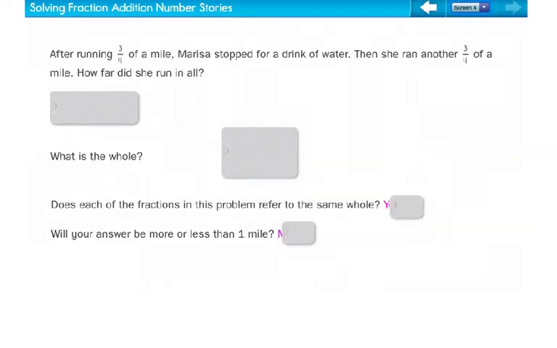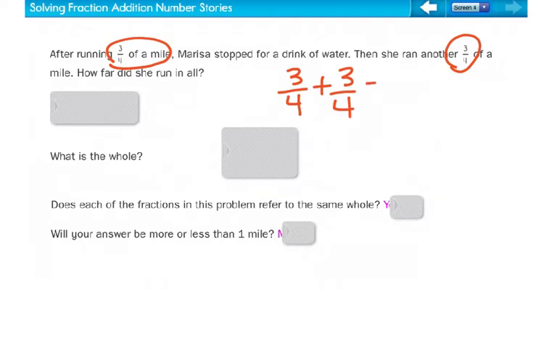One more problem before we move to our math journal. After running 3/4 of a mile, Marissa stopped for a drink of water. Then she ran another 3/4 of a mile. How far did she run in all? Well, let's go ahead and add those fractions. She ran 3/4 of a mile, write this on your whiteboard, and stopped and got a drink of water. And then she added on another 3/4 of a mile after.